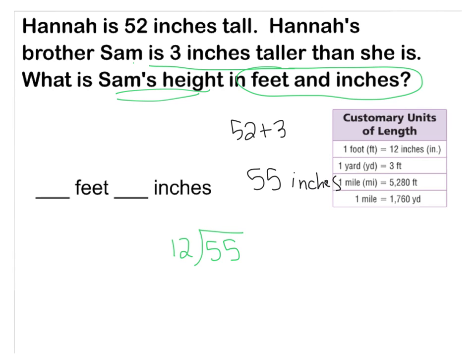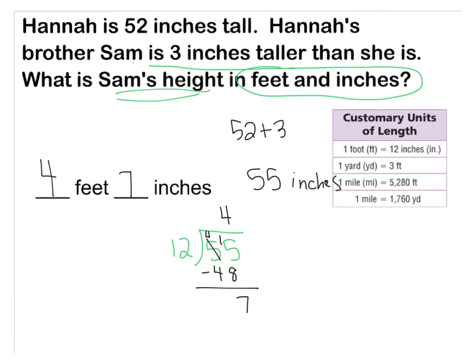So let's go ahead and do the division. 12 goes into 55 inches. I know 12 times 4 is 48. If I did 12 times 5, it would have been 60, and that would have been way too much. So let's go ahead and subtract. All right. Now I can see that I have 4 feet and 7 inches left over for Sam's height. Therefore, Sam is 4 feet and 7 inches tall. I hope that's what you got on your paper too.